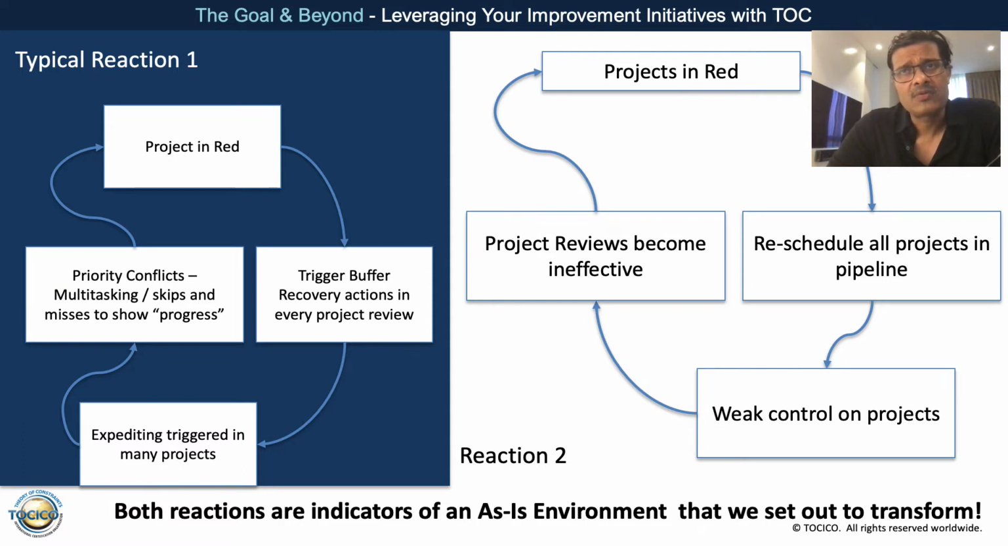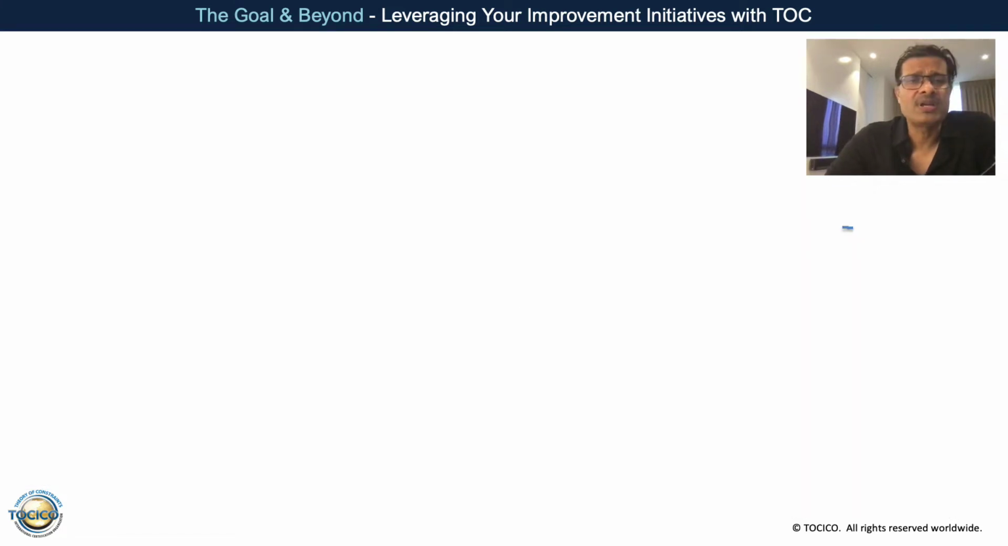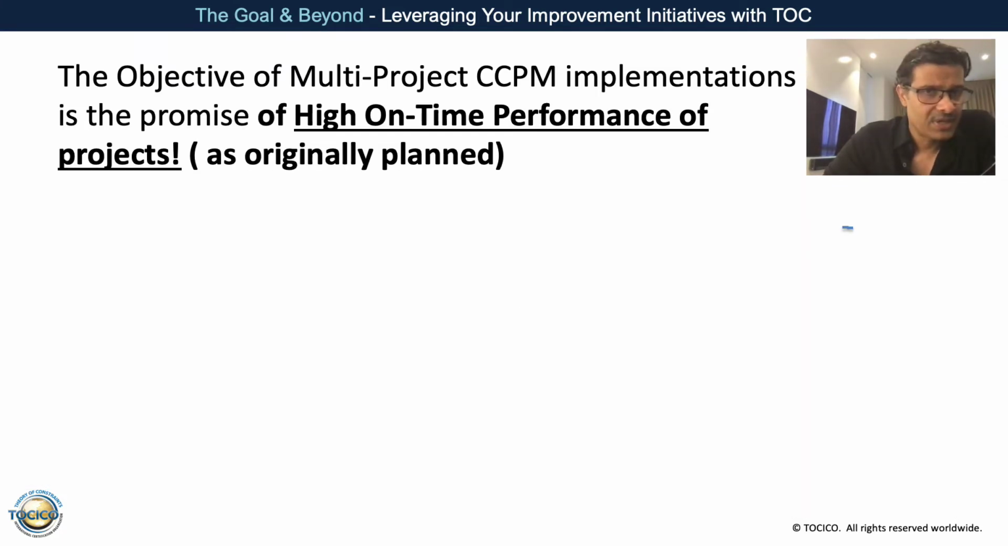Now, why does this happen? And I want to focus this discussion on the R&D environment itself. My claim is that there are basic assumptions of the R&D environment which the original CCPM is not able to meet. And the starting point is the objective itself. If you look at the original CCPM for multi-project environments, and if you go through the S&T, the objective stated was to deliver high on-time performance. And when I say high on-time performance, it is as per the originally planned date. It's not as per the latest revised date.